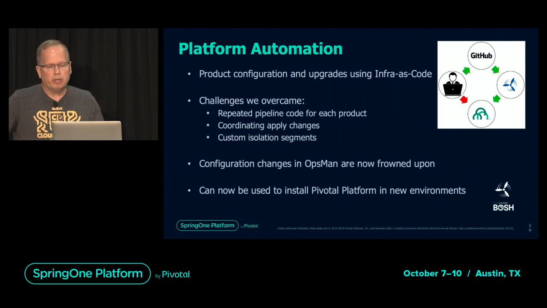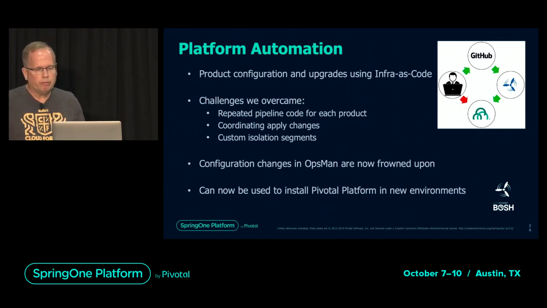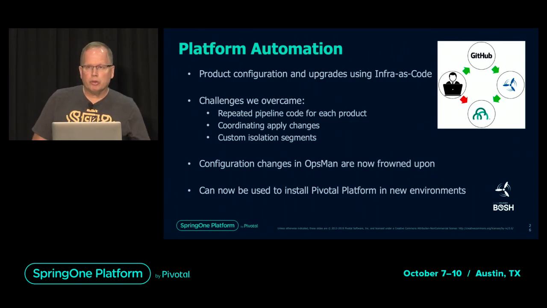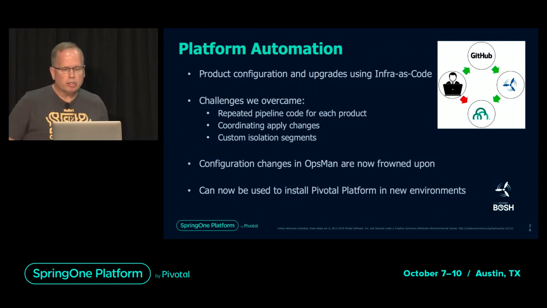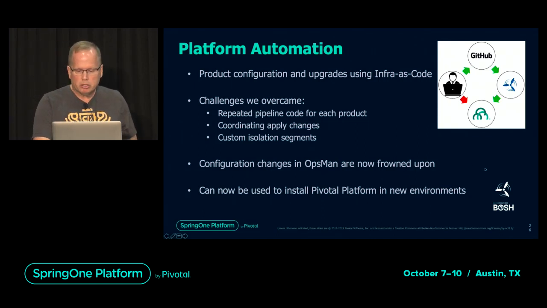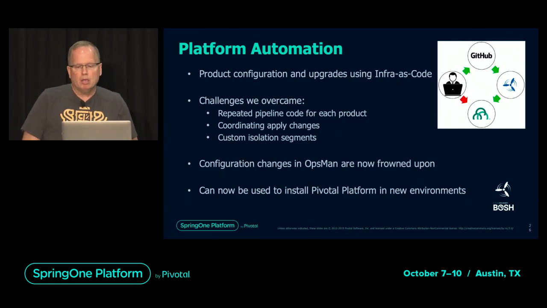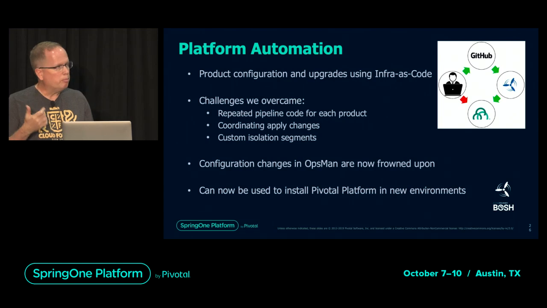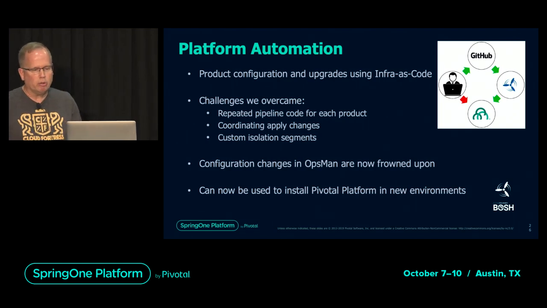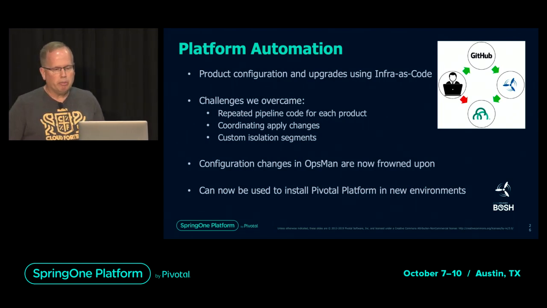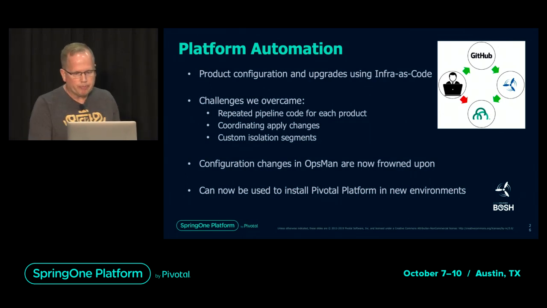So with this new pipeline, which is based on the Pivotal Platform Automation product, we have automated product configuration and upgrades while following the infrastructure as code principle, since all the configurations and versions are stored in our Git repository. We overcame several challenges while developing this pipeline, and I'll talk about some of them in a minute. And now that we have this pipeline, we actually consider it a bad practice to go in and make manual changes in the OpsMan GUI.